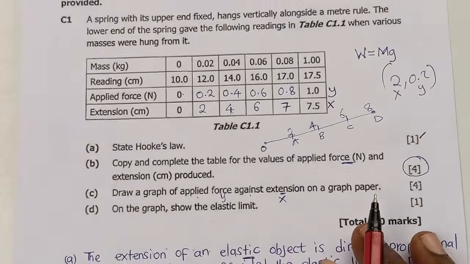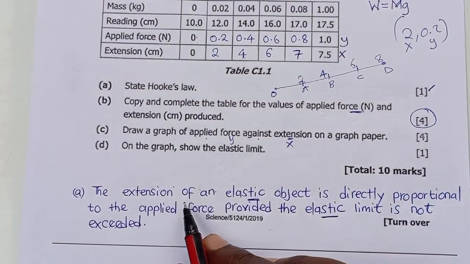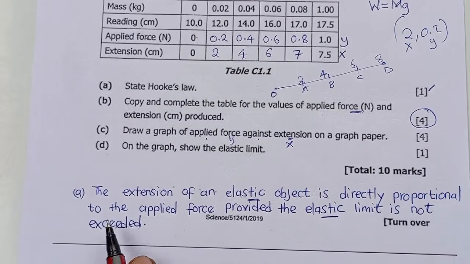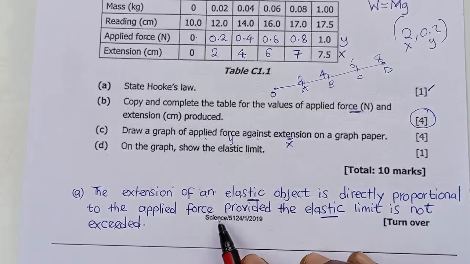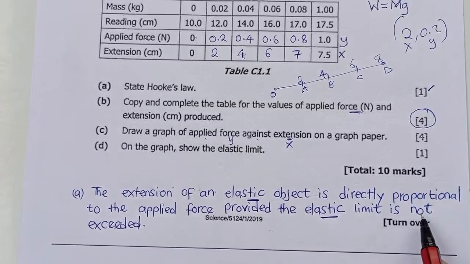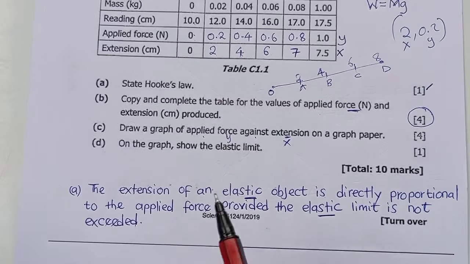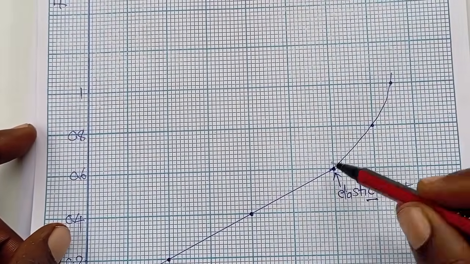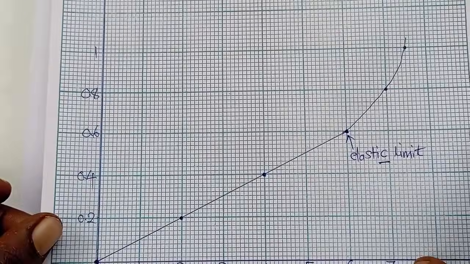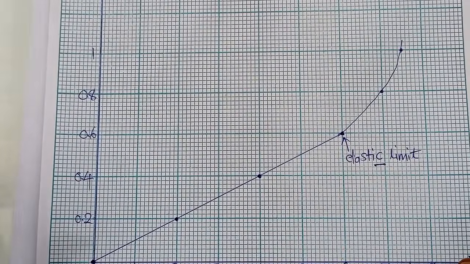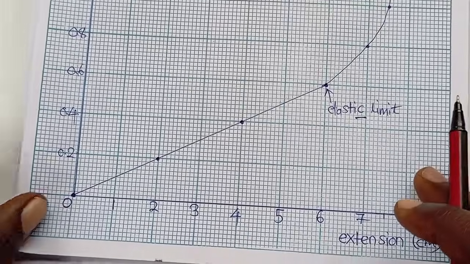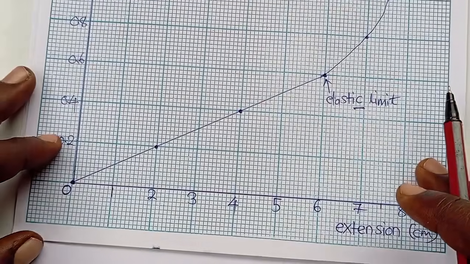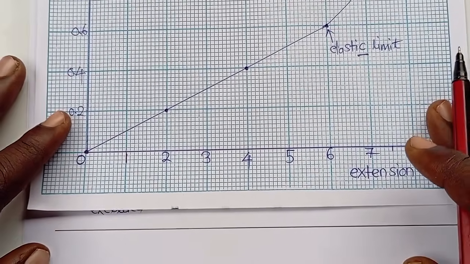From the definition that we wrote here, Hooke's law states that the extension of an elastic object is directly proportional to the applied force, provided the elastic limit is not exceeded. So in this case, the elastic limit is exceeded here. This is the elastic limit. From here, it started going its own way. So this is how you answer this particular question. I guess you were able to follow through, and this is how you need to do it.